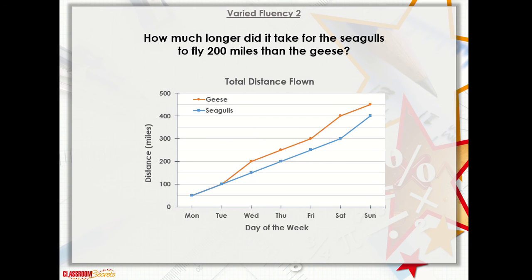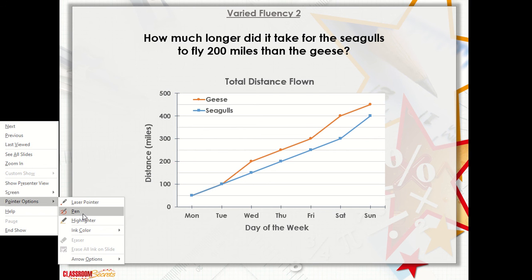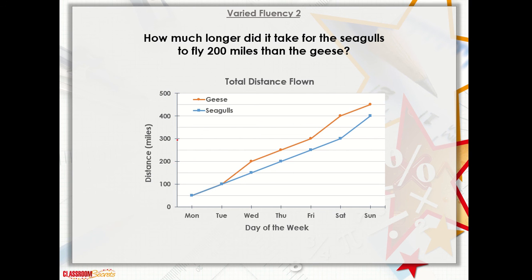Second type of question you'll be coming across: how much longer did it take for the seagulls to fly 200 miles than the geese? Well, again, I've got to look very carefully at my line graph and make sure I understand the information that's being presented to me. I have the days of the week on the x horizontal axis and the distance in miles on the y vertical axis. The seagulls are blue and the geese are in that orange colour. How much longer did it take the seagulls to fly 200 miles? Well, I've been given 200 miles, so I need to look at the scale on the y-axis, because this is the distance in miles, and look at 200.